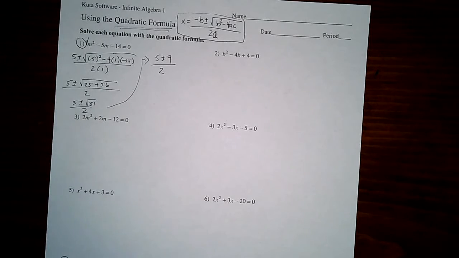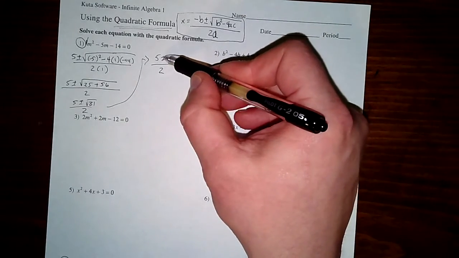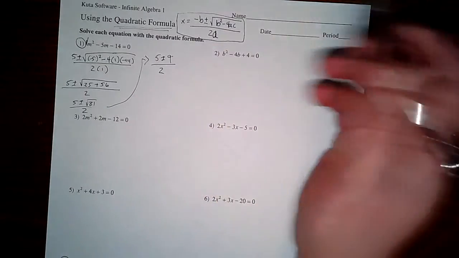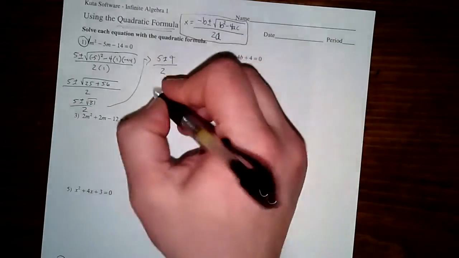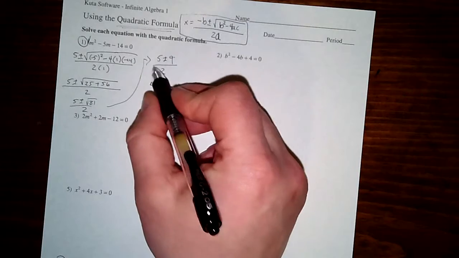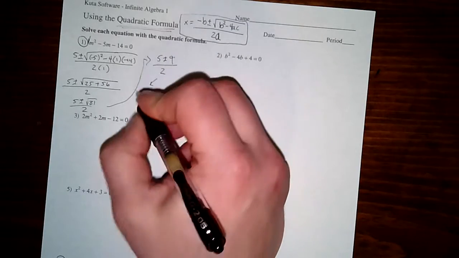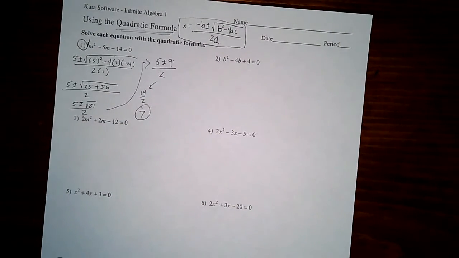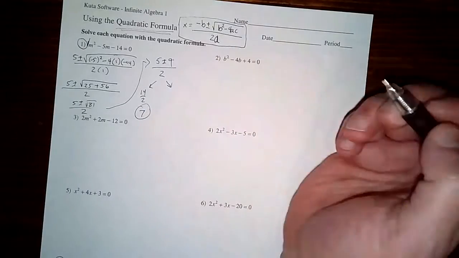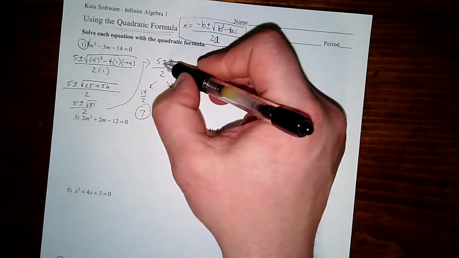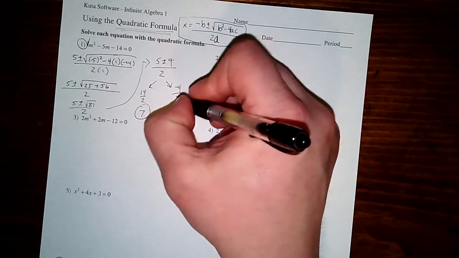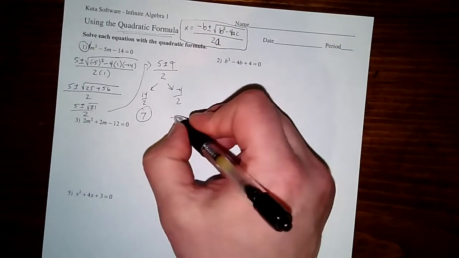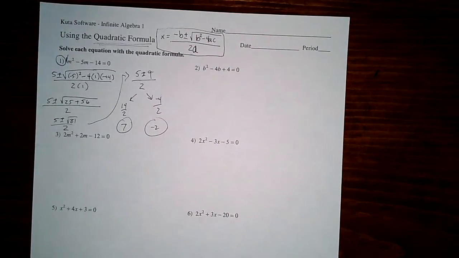So I've simplified this down really far now to the point where I can give my answers. And again, the reason why I say answers is you're going to do this problem once where you add, and figure out what it is. Then you do this problem once where you subtract and figure out what it is. So now I'm ready to do that. When I add, 5 plus 9, that's 14 over 2, which is just 7. So 7 is going to be one of my solutions. My other solution is what happens when I subtract. 5 minus 9 is -4 over 2. -4 over 2 is -2. And so my two solutions are 7 and -2.